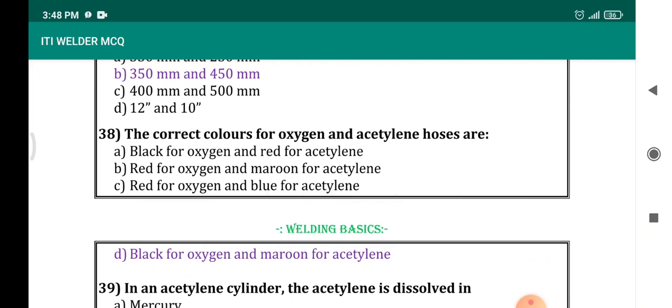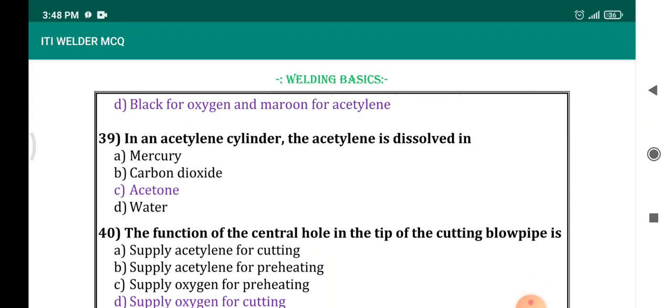For the hose and cylinder also, the color is black for the oxygen cylinder and maroon for the acetylene cylinder. In the acetylene cylinder, the acetylene is dissolved in acetone, and we will be getting the acetylene gas from the acetone.